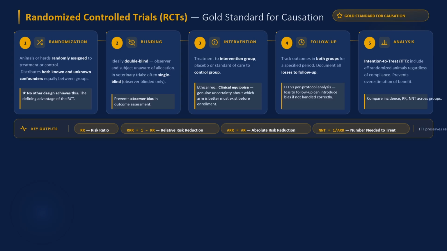Key outputs: risk ratio, relative risk reduction, which is 1 minus risk ratio, absolute risk reduction, which is the attributable risk, and number needed to treat, 1 over the ARR. One ethical point that shows up on exams: clinical equipoise. There must be genuine uncertainty about which arm is better before you enroll.